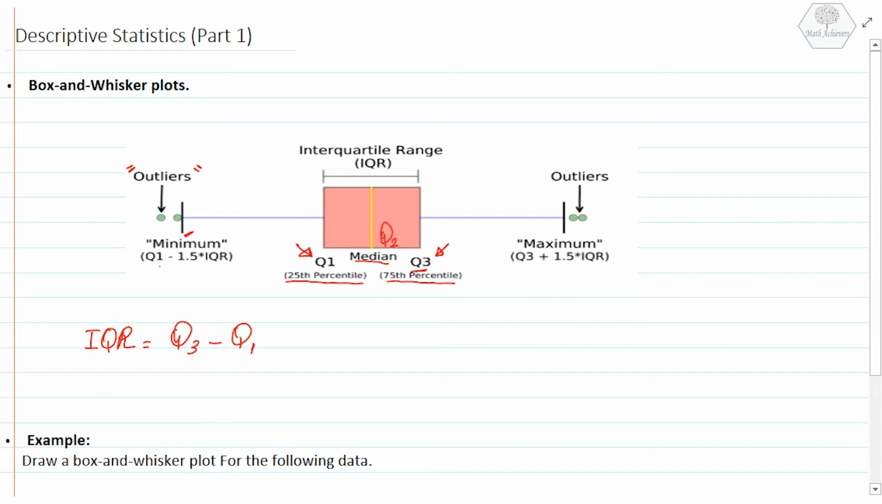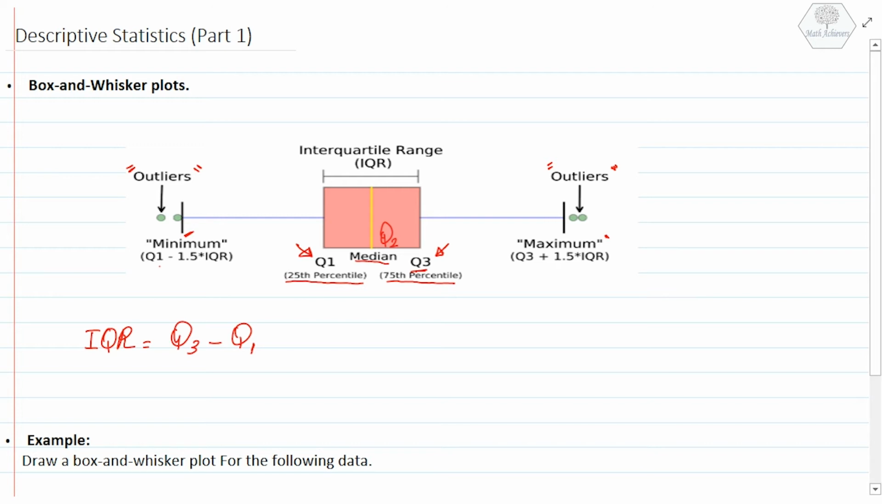For the right-hand side of the box and whisker plot, the maximum value corresponds to Q3 plus 1.5 times IQR. Also, any value which is greater than Q3 plus 1.5 IQR is considered to be an outlier.